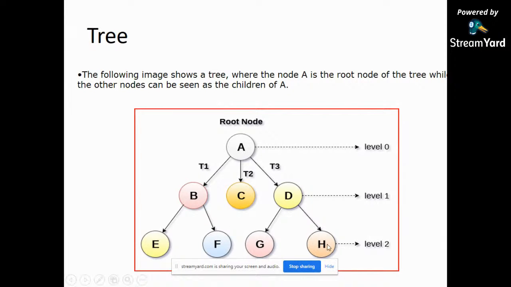Similarly with height, the height of leaf nodes is 0. Height of these internal nodes, that is B and D, is 1. Height of A is 2.